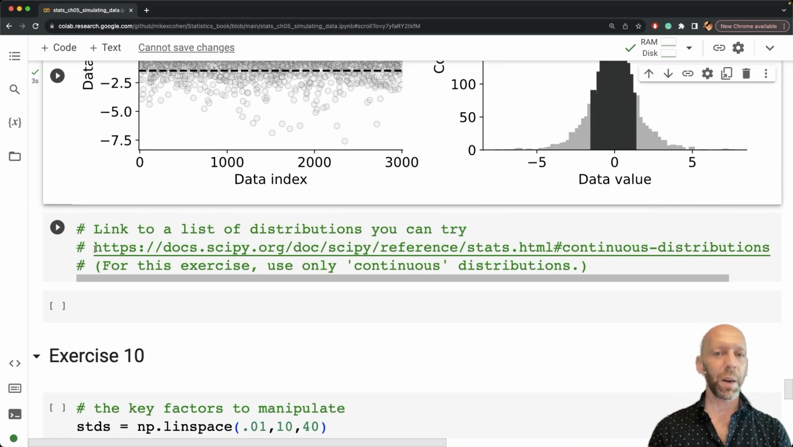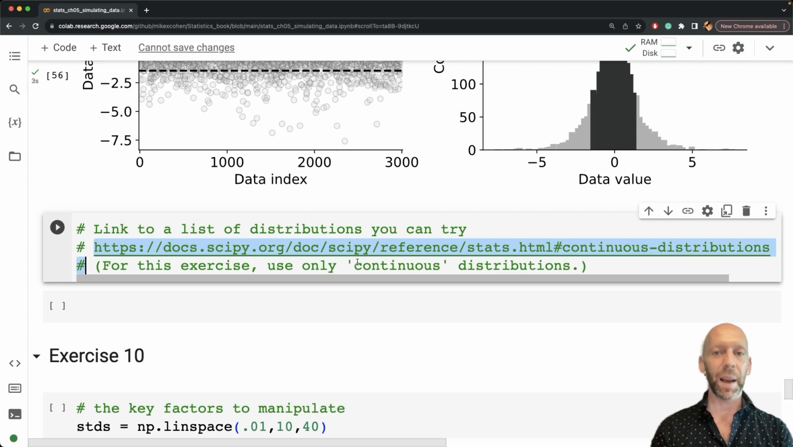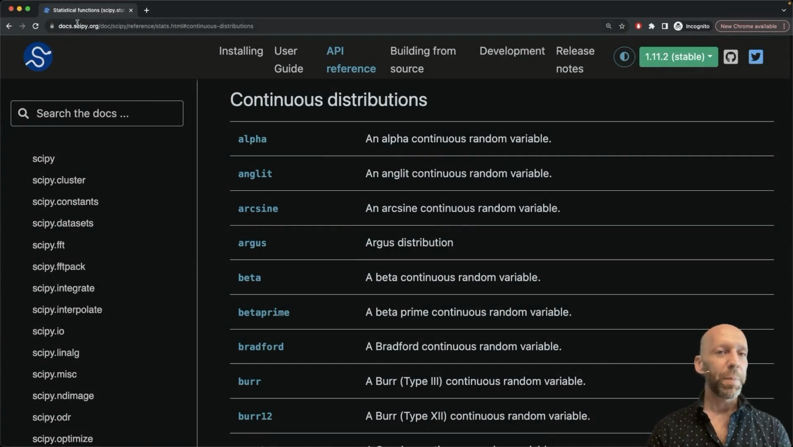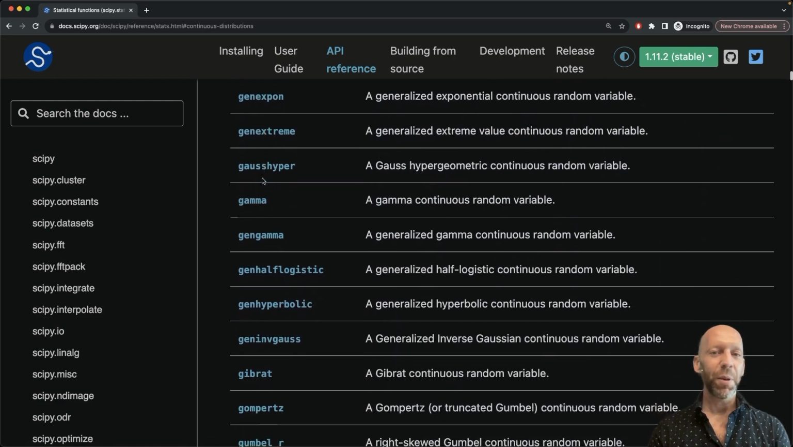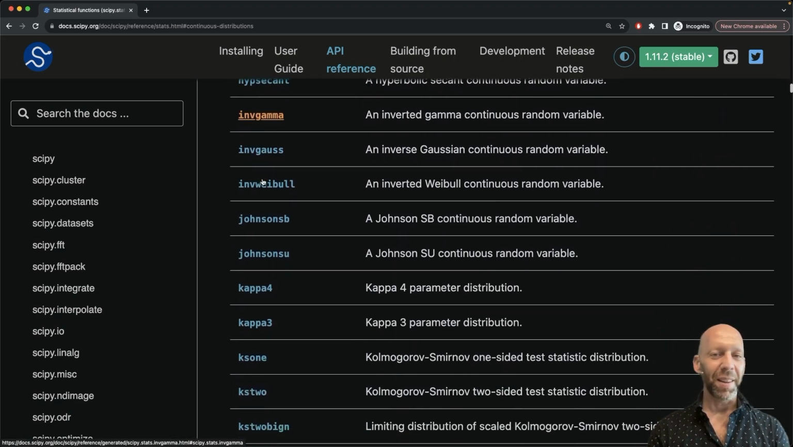Here is the URL for all of the distributions that come with the stats library. And then, basically for this exercise, just to make things easier for yourself, I encourage you just to stick to the continuous distributions. So here we are on that website. This is the scipy.org website, and it's just following the link that I pasted there. So here are all the different distributions that you can explore. You can see there are many of them. I gave you a few suggestions just to help you get started, but go nuts with this stuff.